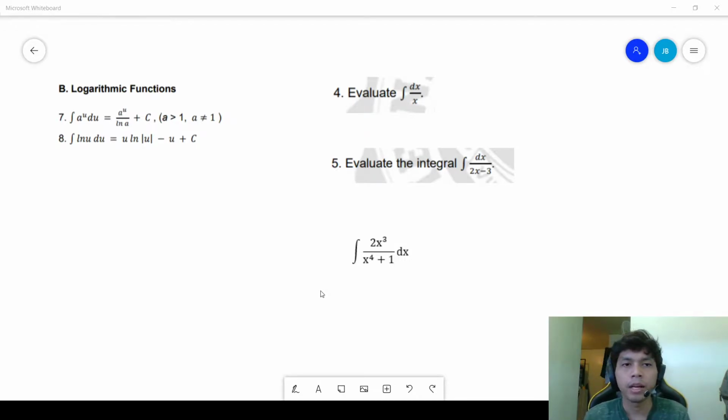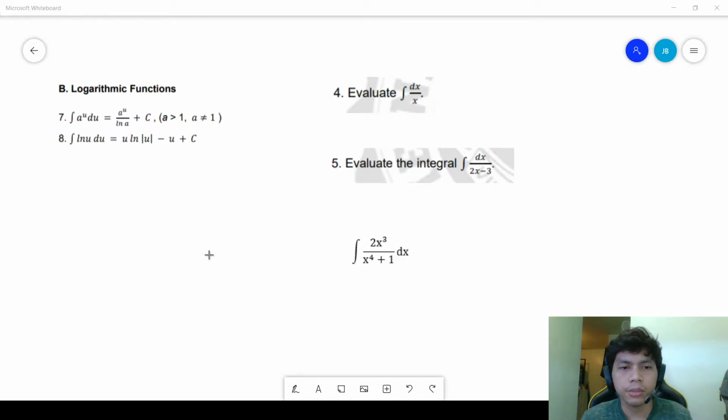So for the integral of a^u du, that would be a to the power of u over ln of a, plus c. Okay, for number 8, the integral of ln of u du is equal to u ln of u minus u plus c. Okay, so these are some basics of logarithmic functions, which are included in your first exam.